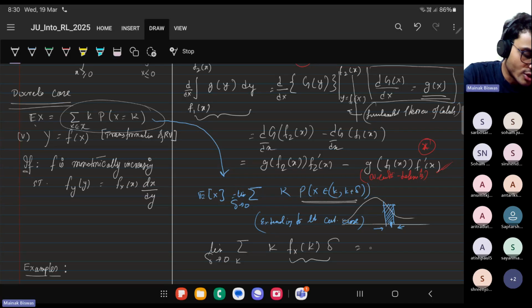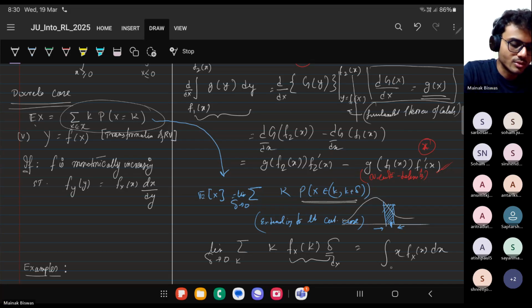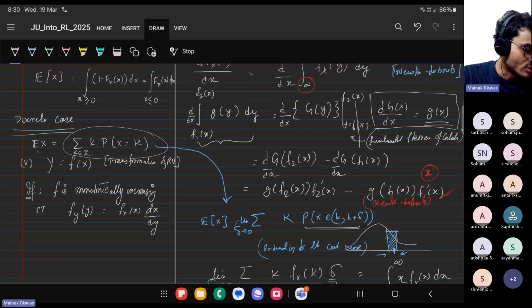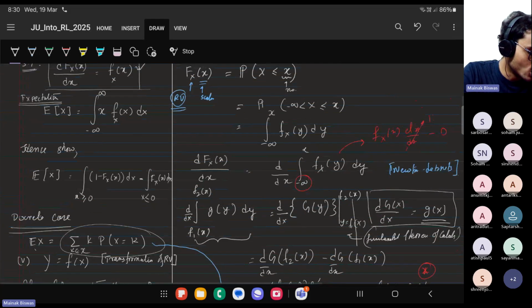So this is going to be just the integral. Delta becomes delta x. So this becomes the integral of x f of x dx as delta tends to 0, between minus infinity and infinity. I hope you will remember this. So anytime there is a summation, you convert it into an integral like this. Fine. So now using this formula, you have to show this property. I'll just copy this.